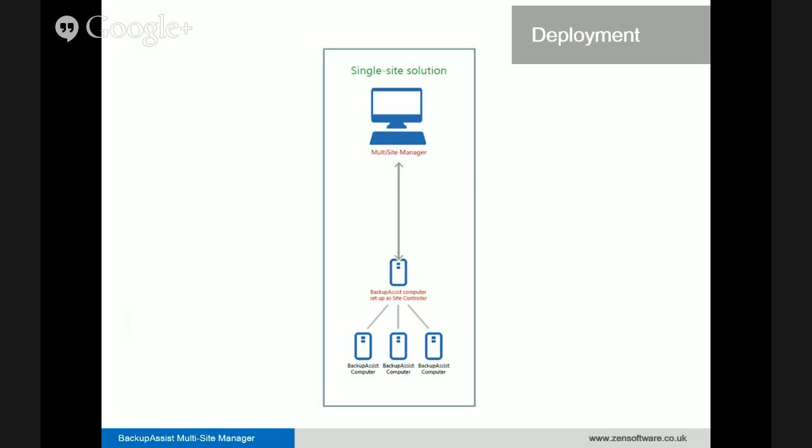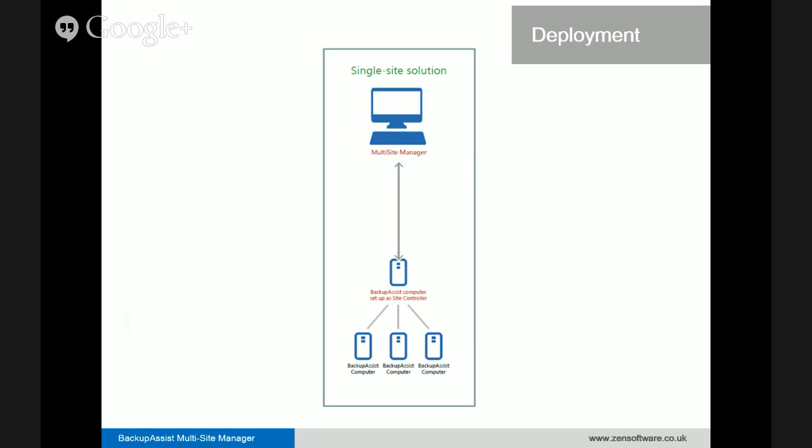Now, the way the MultiSite Manager works is it expects to talk to a single installation of BackupAssist that's set up as a site controller. So even if you're running just as a single site, you still have to dedicate one installation of BackupAssist, and that can be any machine running BackupAssist, as a site controller, and it's that site controller that registers itself against the MultiSite Manager. Any other installations of BackupAssist behind the site controller, or other machines on the network, register themselves against the site controller.